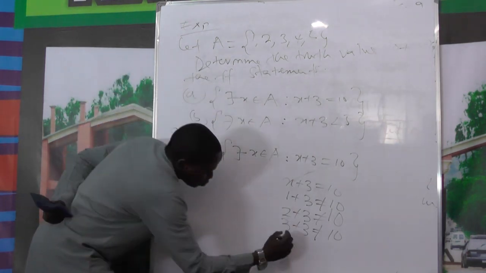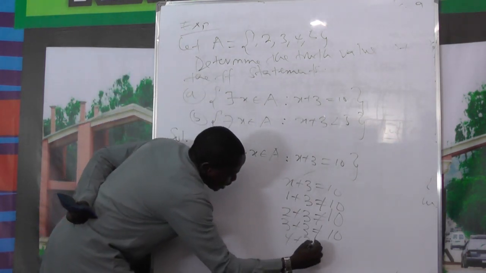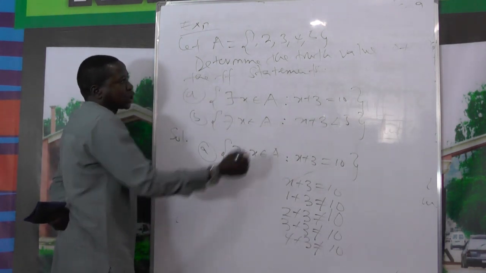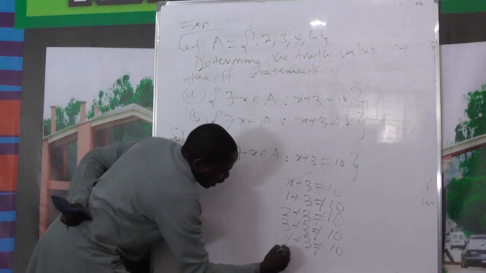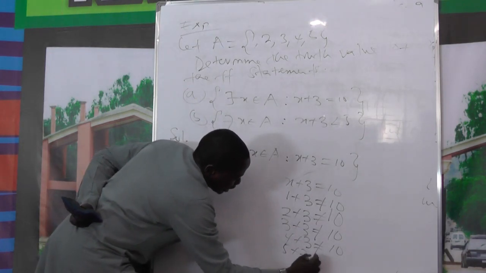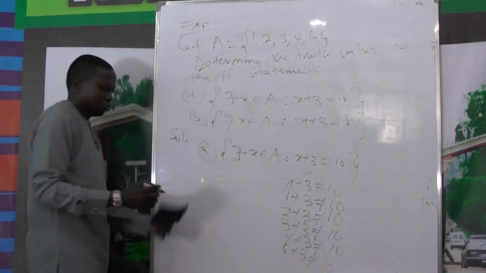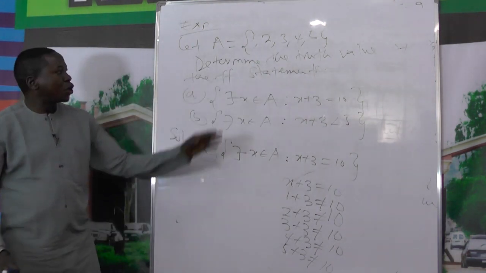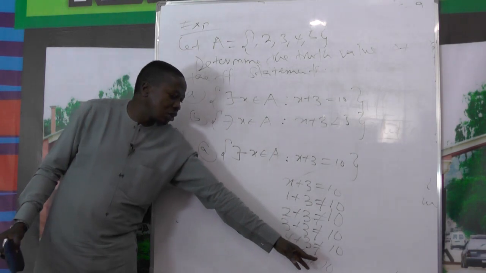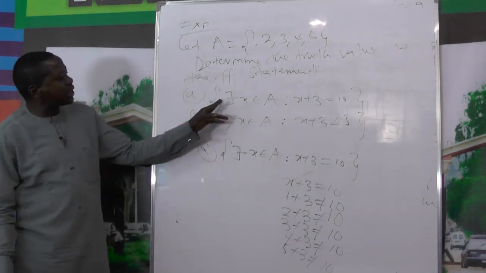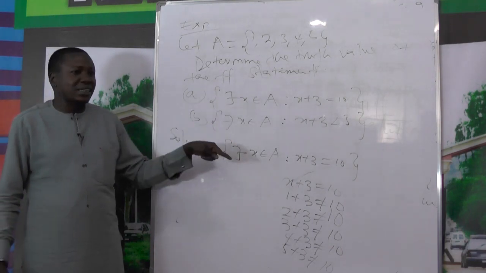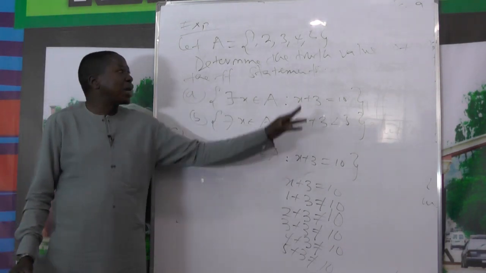Let's check 4. 4 plus 3. Can it give us 10? No. The last one, 5. 5 plus 3. Can we get 10? No. We checked every number here in our set. None of them gives us 10. And this statement says there exists. It means no one number exists that will give us 10 when we add it to 3.